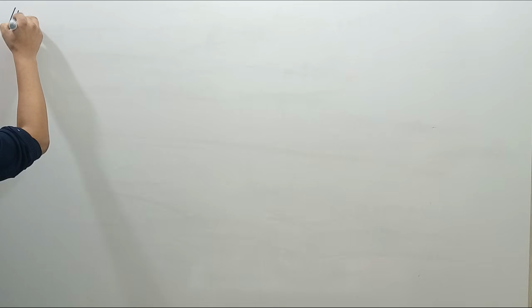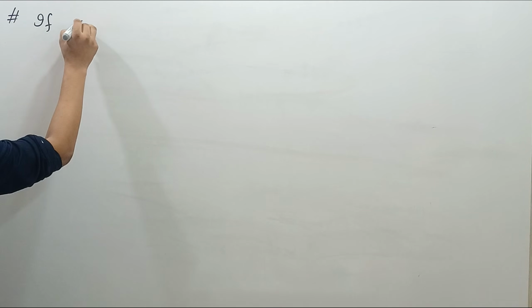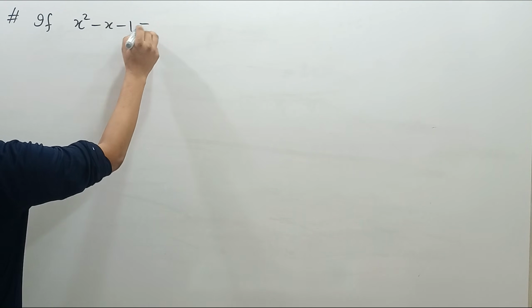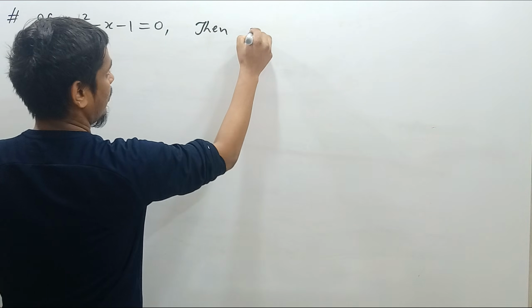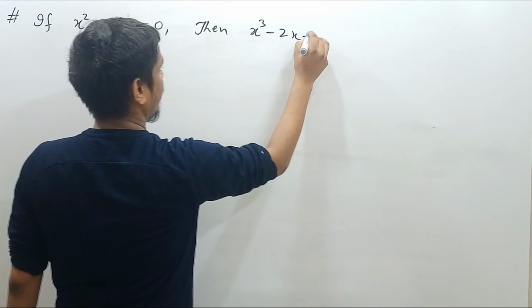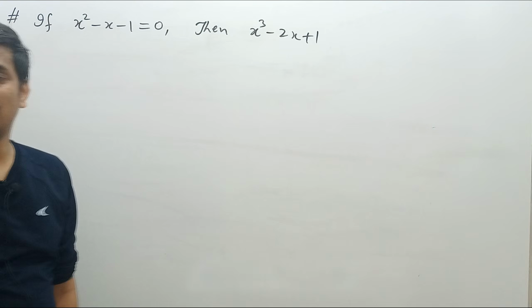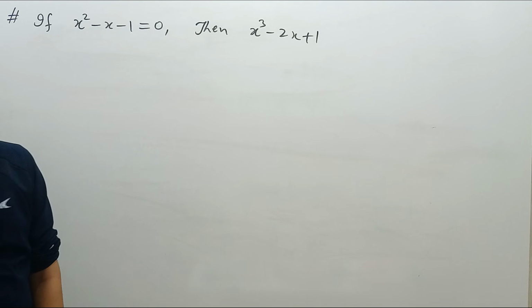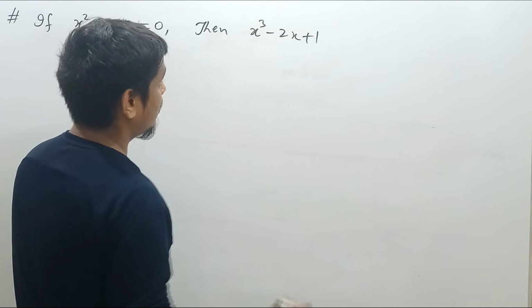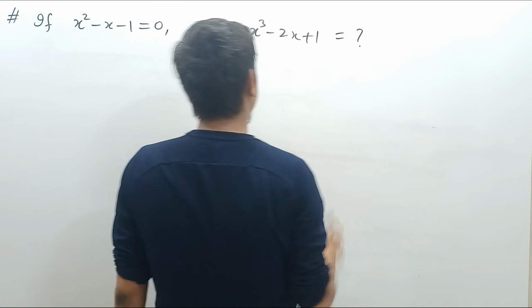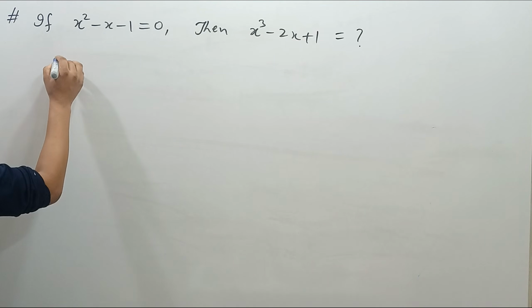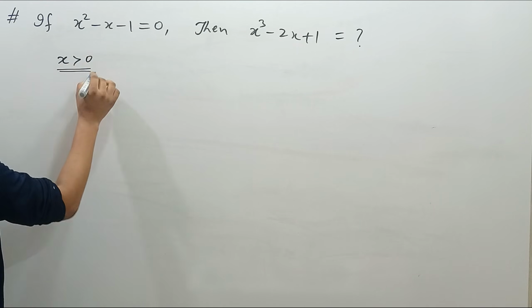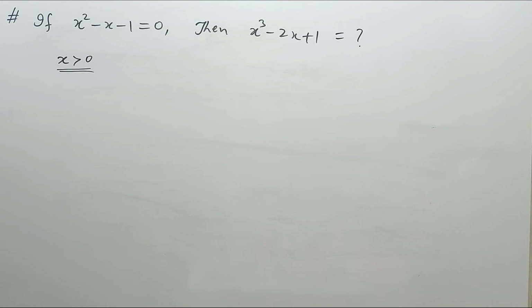Now the next question is: if x square minus x minus 1 is equal to 0, then find the value of x cube minus 2x plus 1. Here the condition given is that x is a positive real number. So this is a very interesting question.